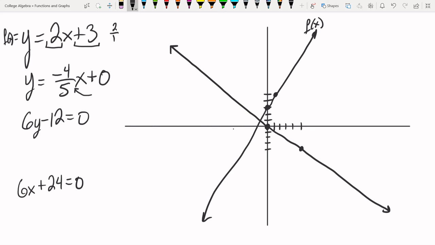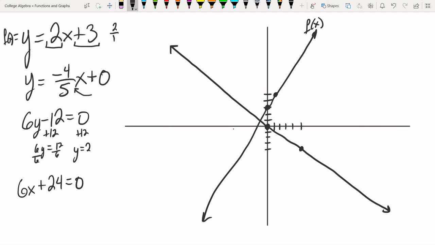And you can see how it's a decreasing function. That's because it has a negative slope, so it should be decreasing. Okay, the next two are a little different. The first thing I'm going to do is solve for the variable. Plus 12, plus 12, 6y equals 12, and then divide by 6. That gives me y equals 2.